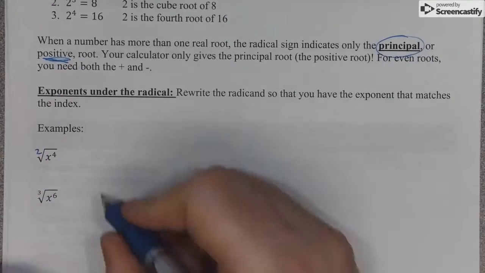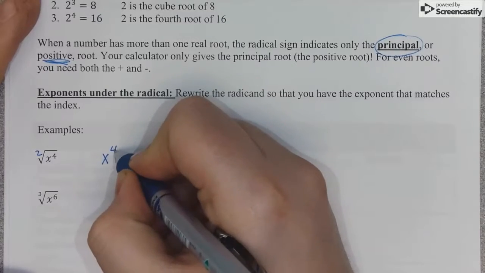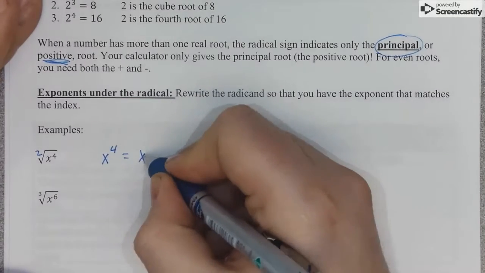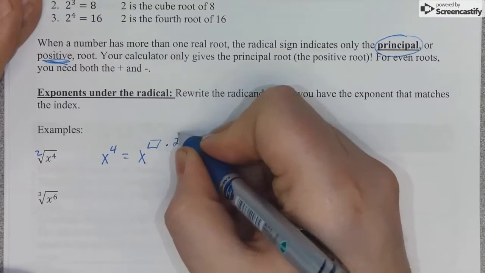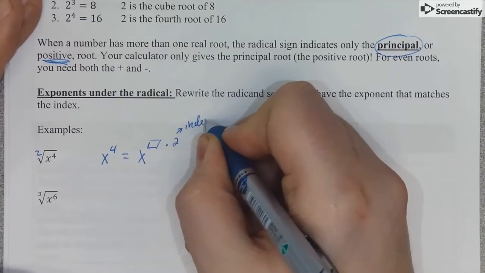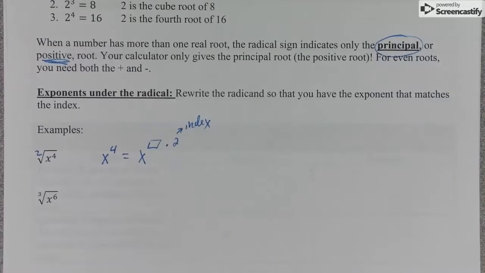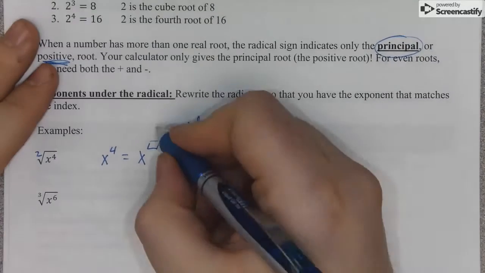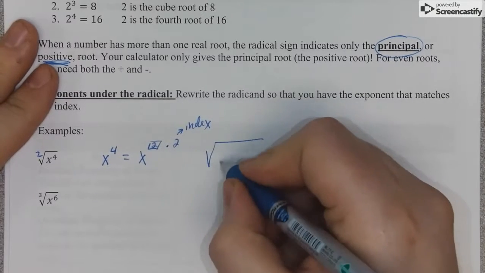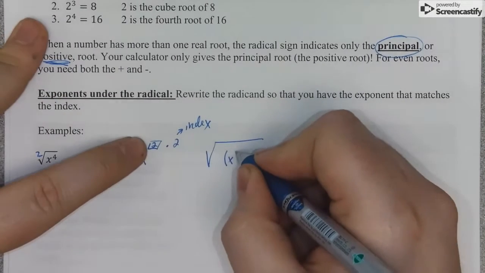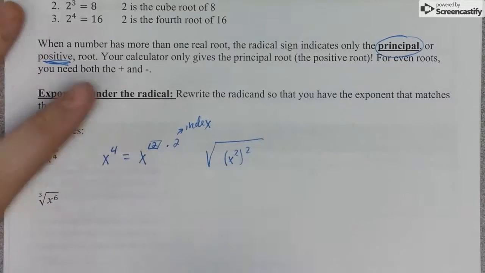The only way we could do that is to say x to the 4th equals x to some number times my index. So 2 is my index. What number times 2 gives me 4? In this case, it's 2. So I can rewrite this as the square root of x squared to the power of 2.